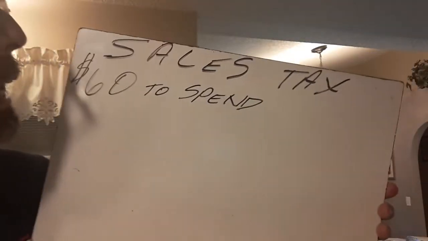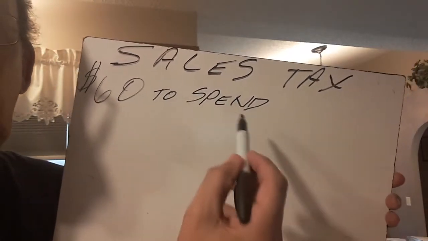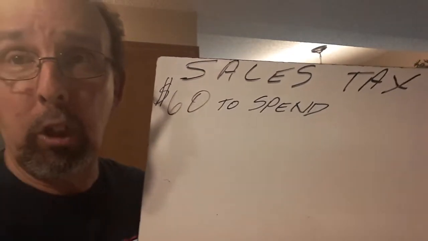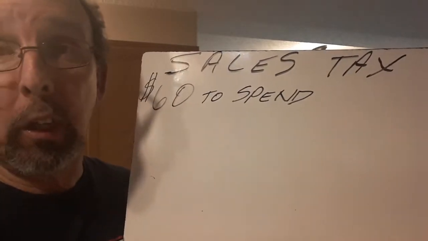All right, so let's get started. Of course, we start out with a couple of story problems. The first story problem has to do with sales tax. Say, for instance, you have $60 that you want to spend and you want to buy your parents a gift. Good idea, right?